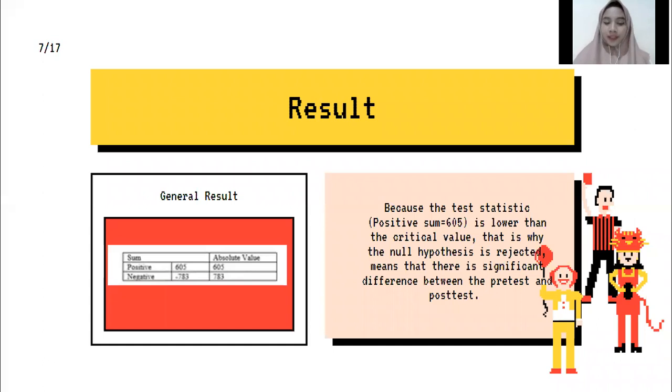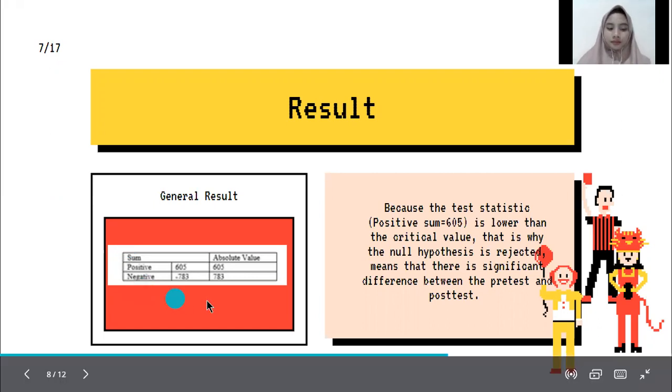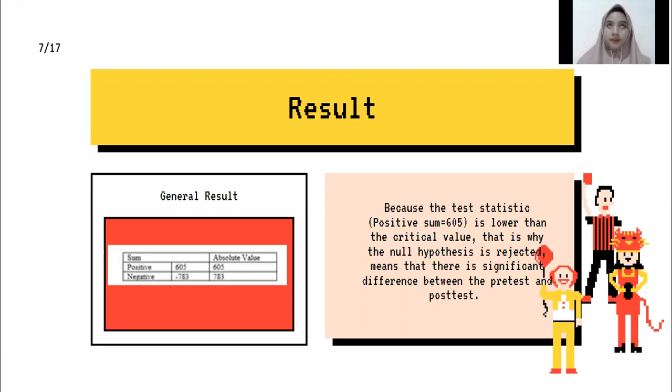And here is my result. I used Microsoft Excel 2013 to analyze the data using the Wilcoxon signed rank test, and I get this here, right here, the positive and negative sum. And the absolute value is also stated here. Why? Because we have to state the test statistic.